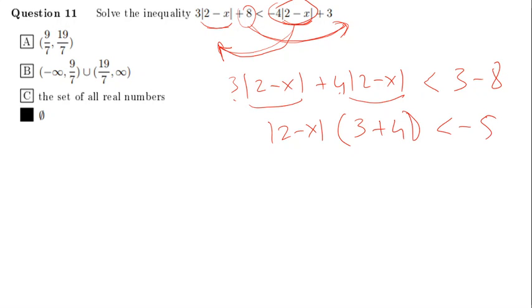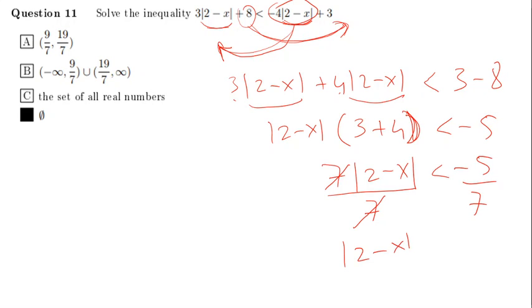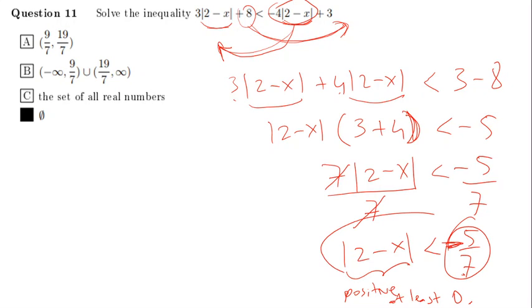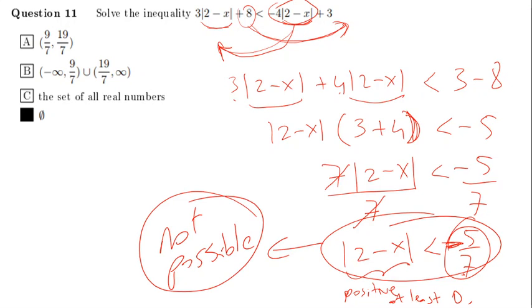less than minus 5. So this will give us 7 times the absolute value of 2 minus x is less than minus 5. Divide both sides by 7. You got this one. The problem here is that this is always positive, and at least it's 0. So it cannot be less than a negative number, not possible. So for any x, this is not possible, so we say the solution set should be the empty set.